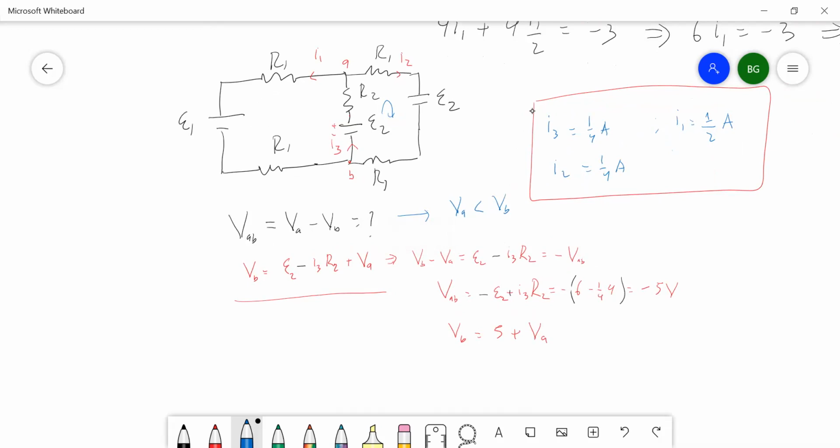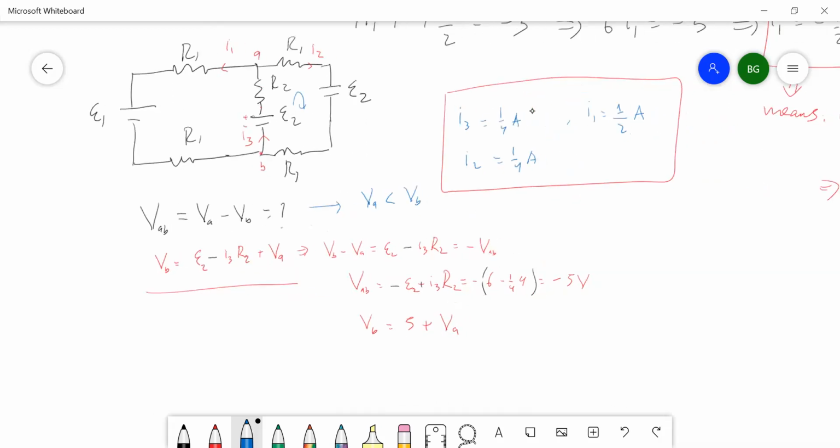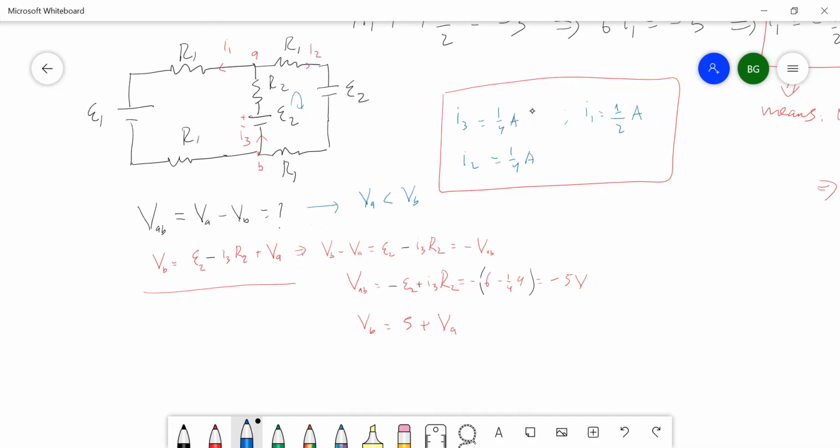Kemudian di resistor dia ambilnya minus. Karena resistor itu sifatnya disipatif, makanya di sini minus. Ada pengurangan tegangan di sana. Kemudian ditambah VA. Nah, kalau sudah tambah minus begini berarti sudah jelas, VB itu pasti lebih besar daripada VA dalam hal ini. Jadi kalau kita hitung VAB ternyata memang betul dia minus, minus 5 volt, oke. Kita dapatkan VB sama dengan 5 tambah VA.